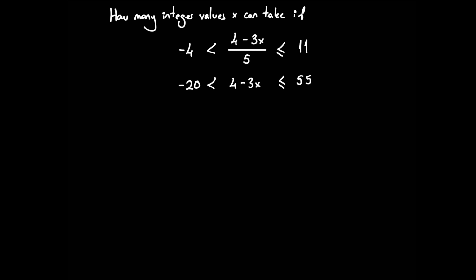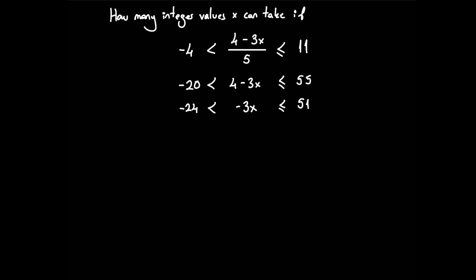Now what I'm going to do is subtract 4 from all sides of the inequality. Therefore, I will have minus 24 lower than minus 3x lower than or equal to 51. Right now I have minus 3x in the middle of the inequality. Therefore, I will divide all sides by minus 3. When I divide all sides by minus 3, the inequality symbols will change to their opposites because minus 3 is a negative number, and as you know, when we multiply or divide all sides of an inequality by a negative number, the inequality symbol changes to its opposite.